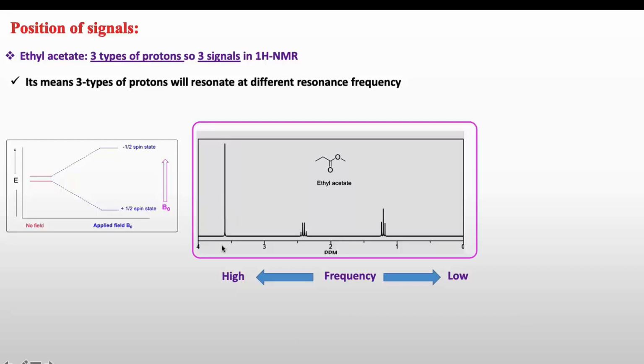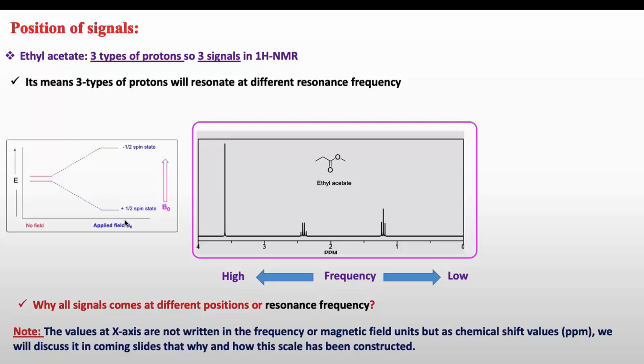But now the question is, why do all these protons come at different positions? And why is this peak at higher frequency and this peak at lower frequency? Because on this side we have high frequency in the NMR spectrum, and on this side we have low frequency. As we know, the gap between two energy states decides how much frequency a proton requires to resonate. But we are applying the same magnetic field for all types of protons because they are in the same molecule. The gyromagnetic ratio is also the same. So there is some other factor changing this gap between protons, so that's why they come at a different resonance frequency.